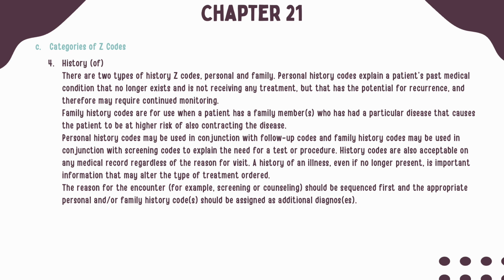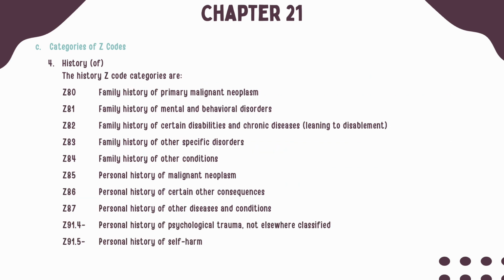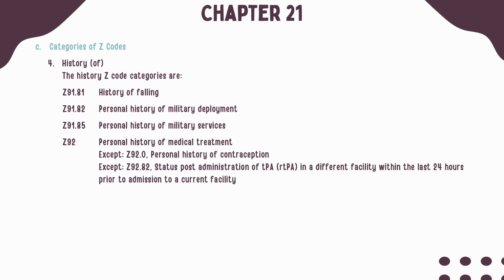When using history codes, the reason for the encounter should be sequenced first, such as screening or counseling, and then followed by the personal and/or family history codes. This slide and the next will list the different categories for personal and family histories, such as for malignant neoplasms, mental and behavioral disorders, psychological trauma, and self-harm. Here's a continued list of categories for history of falling, military situations, and medical treatments.